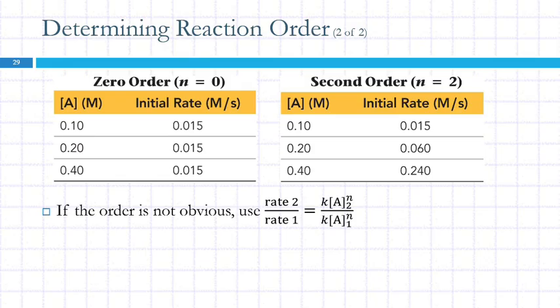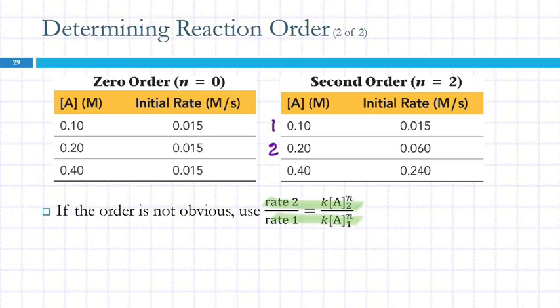So then we can use this equation here. And that looks complicated. What it is, you take the rate law under one set of conditions and you divide it by the rate law under a different set of conditions. So 2 and 1, so we could call this number 1 and that one number 2.